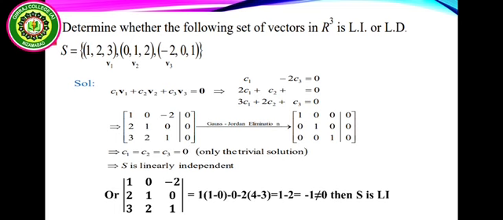By the other definition, if the det value is not equal to 0, then we say the given set is linear independent. Here we find the det value, and we get det value minus 1, which is not equal to 0. So we say that S is linear independent.